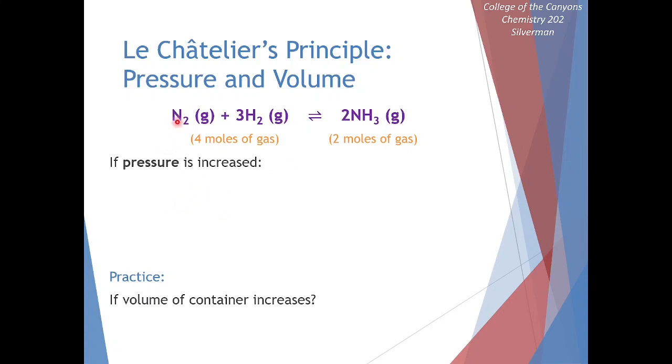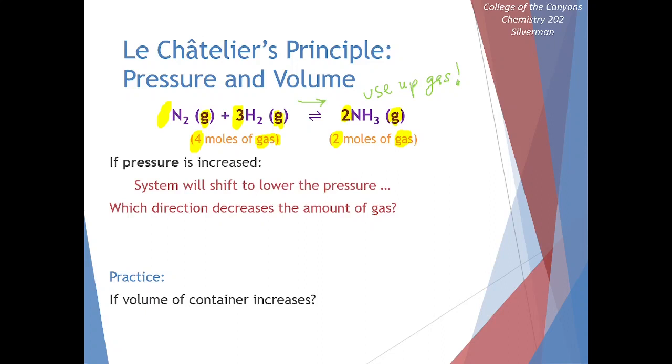Well, the key here is counting up the moles of gas in our reaction. We have 4 moles of gas on the left, just looking at the coefficients in our balanced reaction, the coefficients for gas phase chemicals. We have 2 moles of gas over on the product side. If we go with the forward reaction, that means we will use up gas. That means we'll have less gas. There's less gas on the product side, and so if the pressure is increased, shifting towards the product side can counteract that.